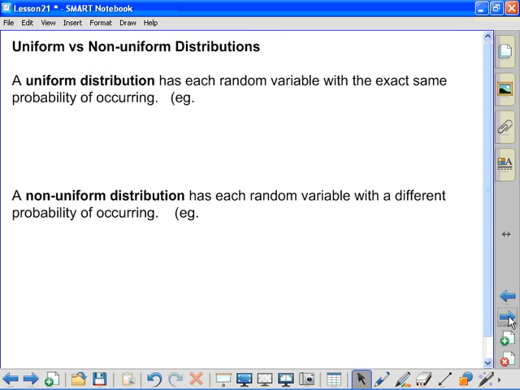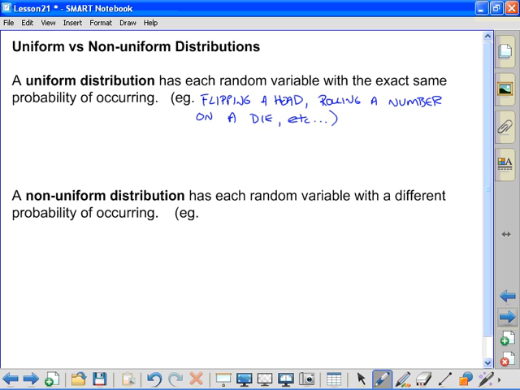Moving along, uniform versus non-uniform distributions. There are two types of distributions we're looking at today in the examples. The first one is a uniform distribution. In a uniform distribution, each random variable has the same probability of occurring. For example, flipping a coin, rolling a number on a die, etc.